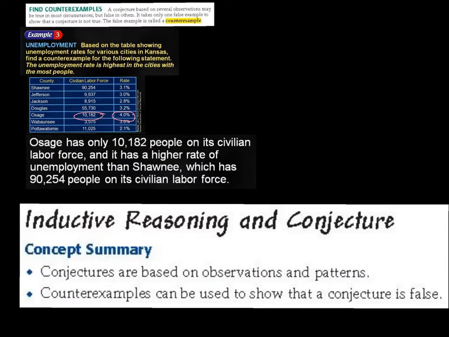Conjectures are based on observations and patterns, and counterexamples can be used to show that a conjecture is false.